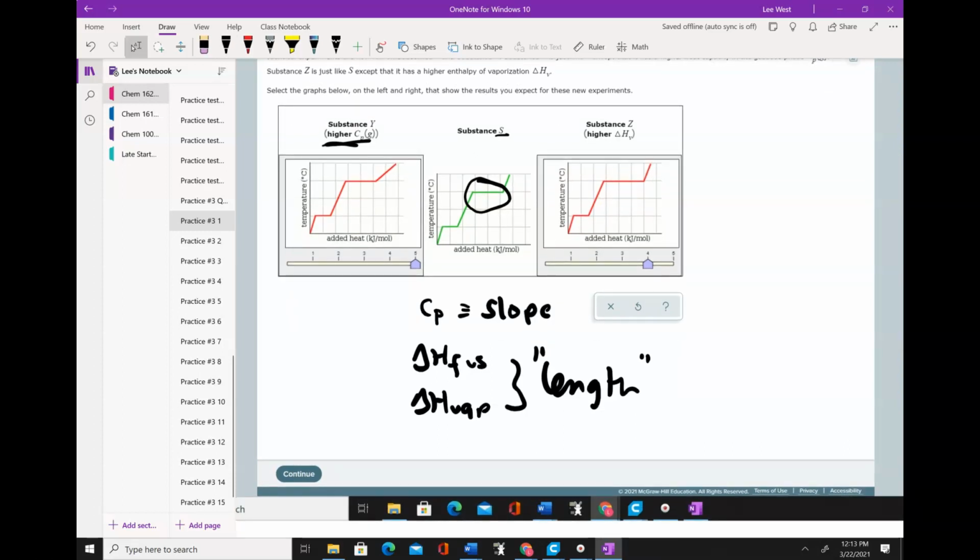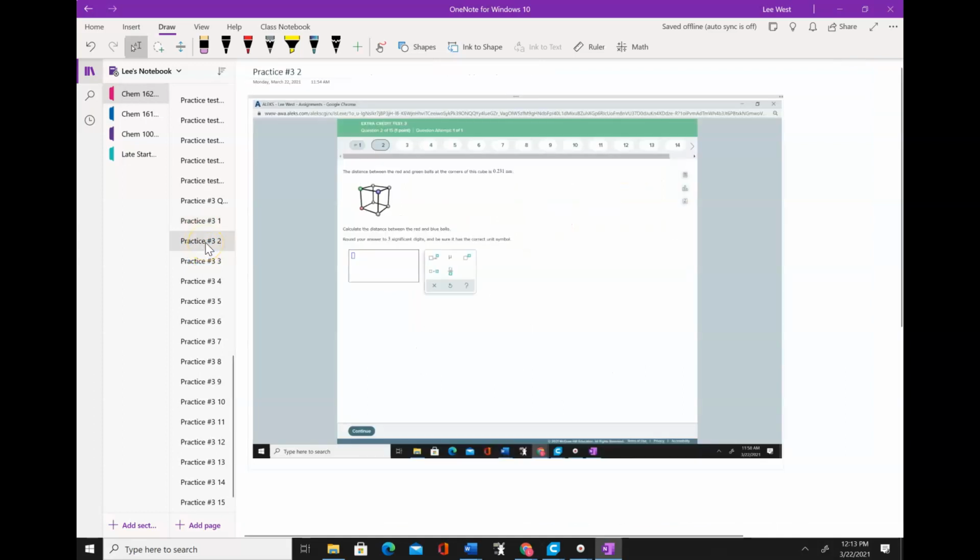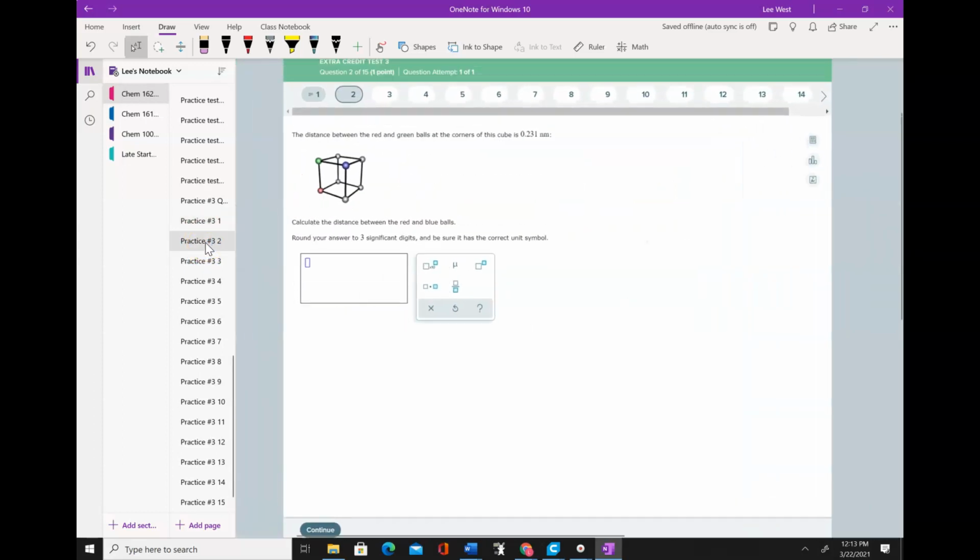Heat capacity is all about the slope. And then the enthalpy of vaporization or the enthalpy of fusion is all about the length of those flat regions. Okay, let's move on. A little bit of crystallography here.